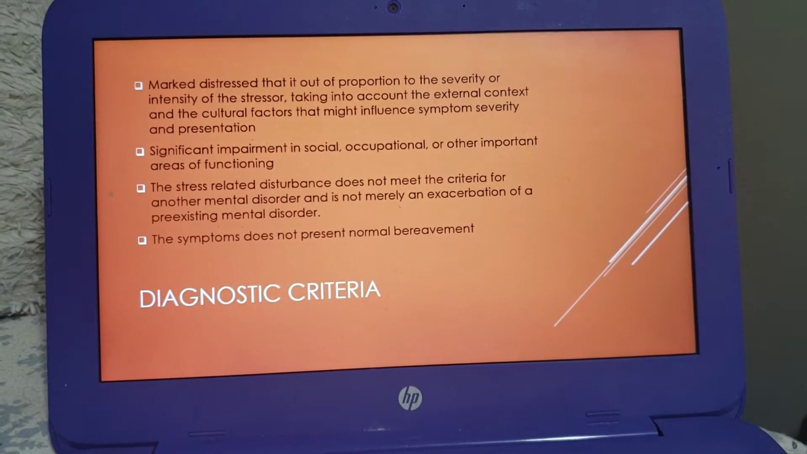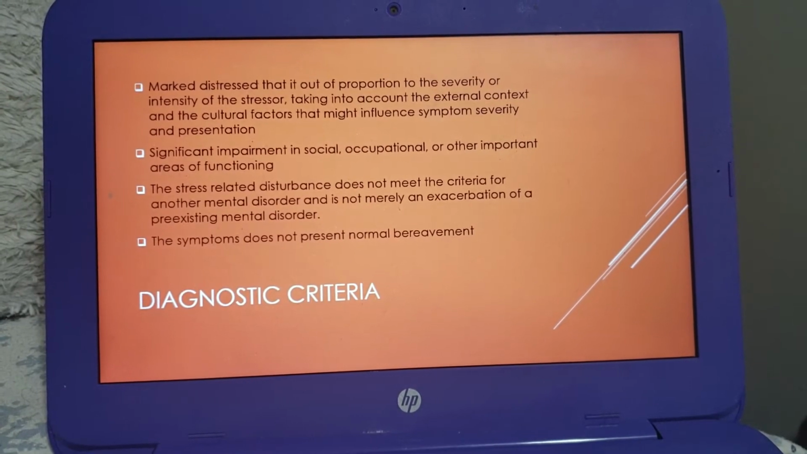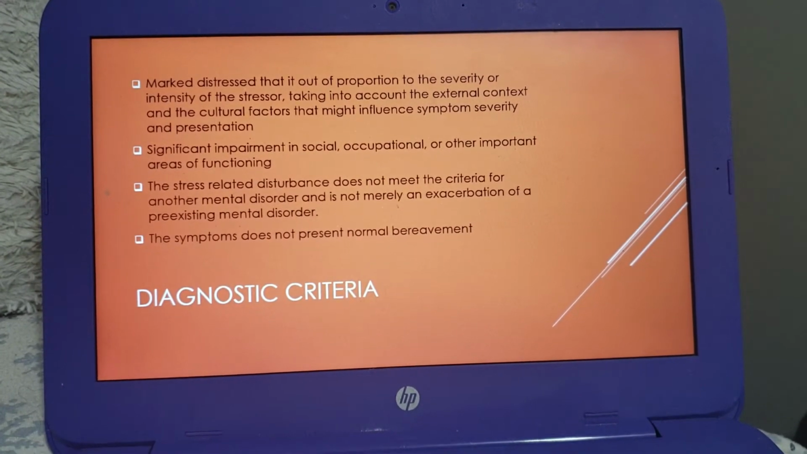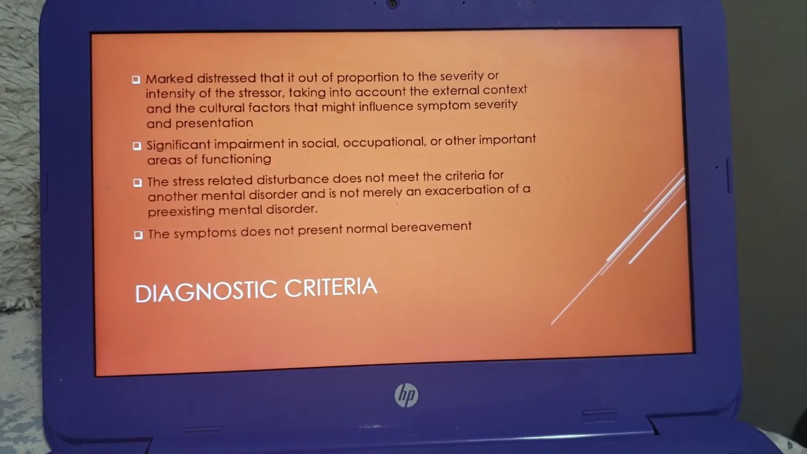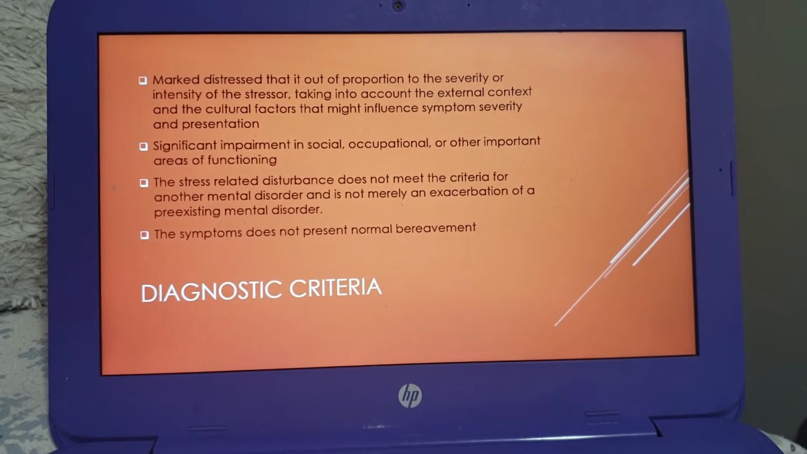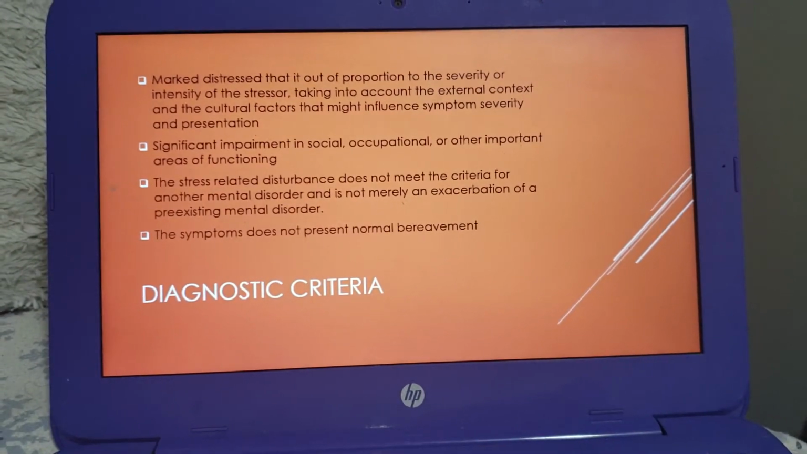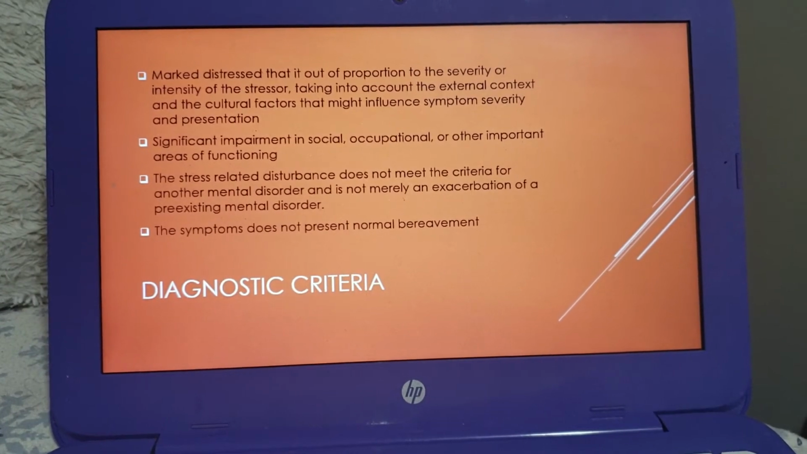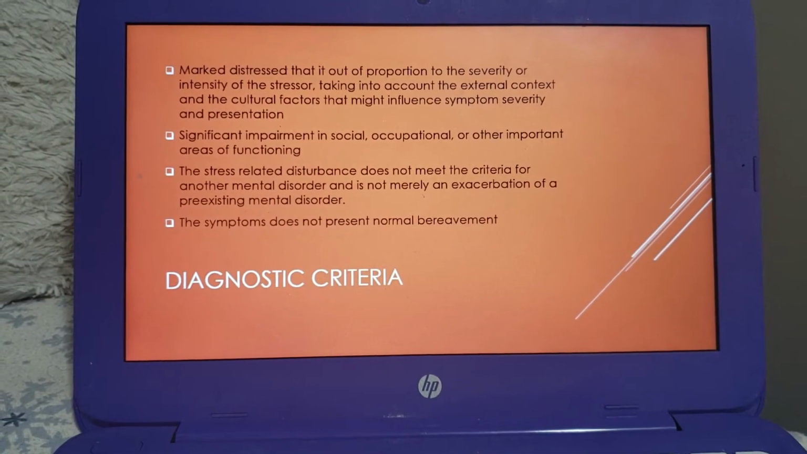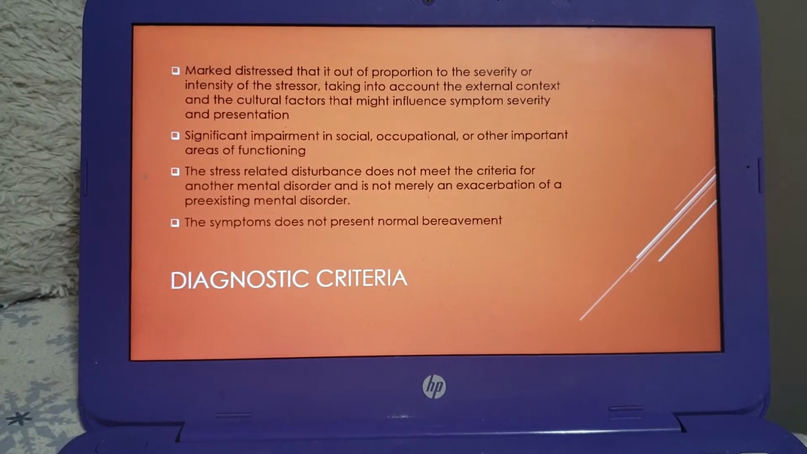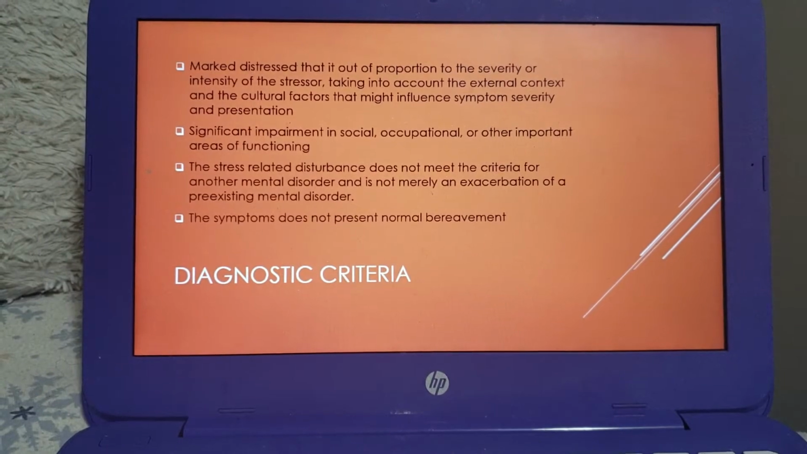The stress-related disturbance does not meet the criteria for another mental disorder, and is not merely an exacerbation of a pre-existing mental disorder. So basically what that means is that everything else has been ruled out. There's no history of bipolar, depression. There's no possibility that the person can be diagnosed with depression. They do not meet the criteria for that, or schizophrenia, whatever the case may be. The symptoms do not represent normal bereavement.